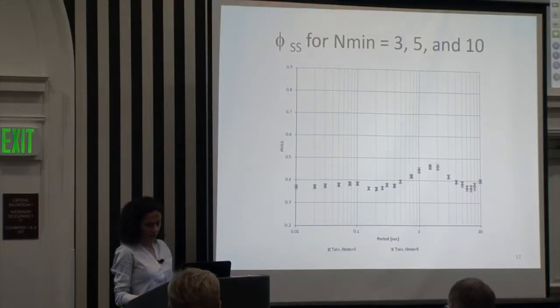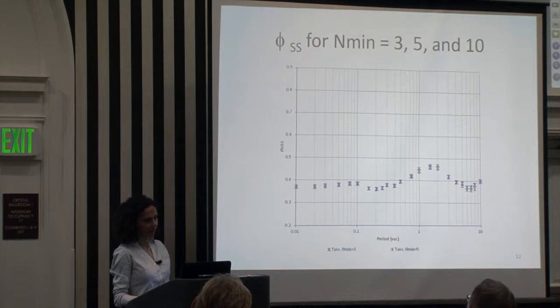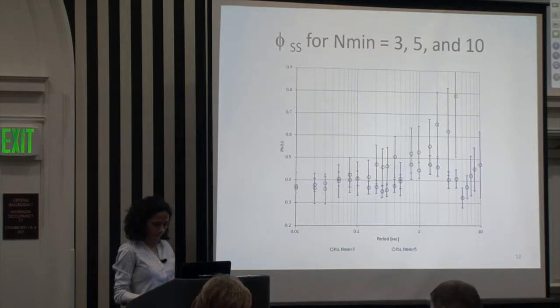This is for Taiwan, n-min 3 and 5. If I take n-min 10, I don't have any Taiwanese data. And it's also okay either way. This is for Italy, and it's not okay either way, because there isn't that much data. So from now on, I will show results for n-min equal 3 in order to keep as much data as possible.